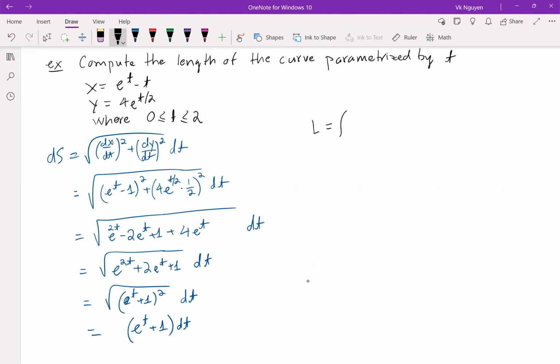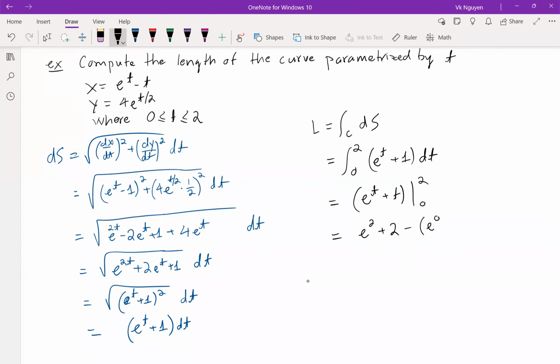The length of the curve is the integral over the curve C ds, which is the integral from 0 to 2 of e to the t plus 1 dt. And that is e to the t plus t evaluated from 0 to 2. That gives us e squared plus 2 minus e to the power 0 plus 0. Well, e to the power 0 is 1, so e squared plus 2 minus 1, which is e squared plus 1.